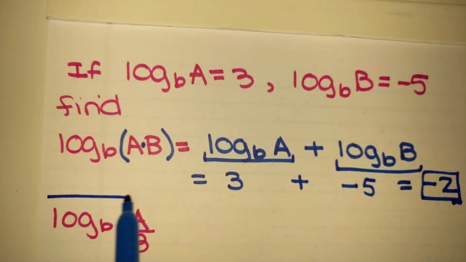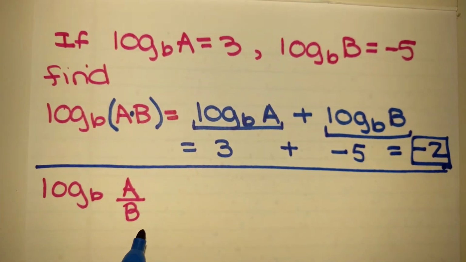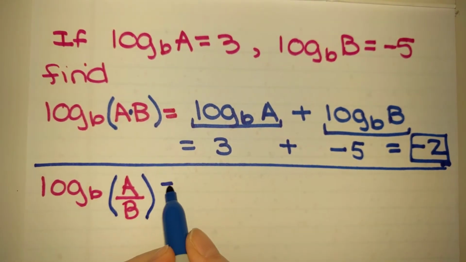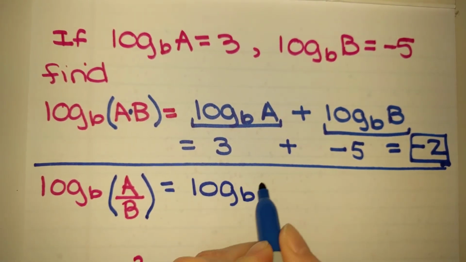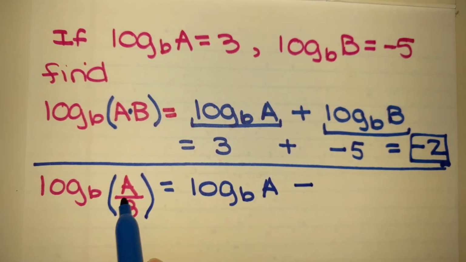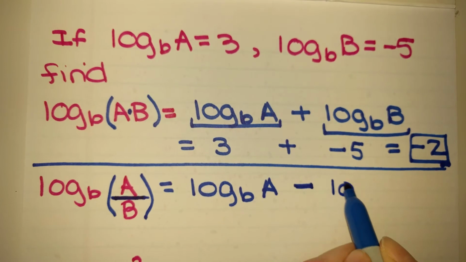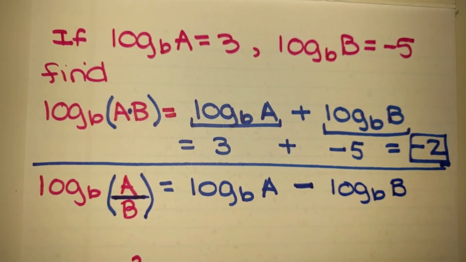All right, looking at another example for division. With division, again, when we have division inside of the argument, this will become log base b of a minus, and I always think about the little division sign as a minus sign. So minus log base b of capital B.